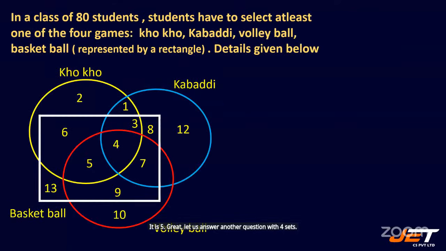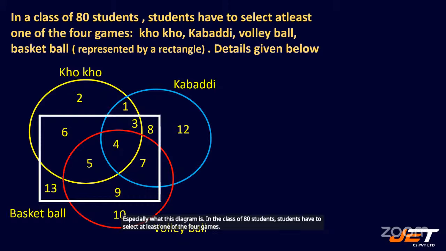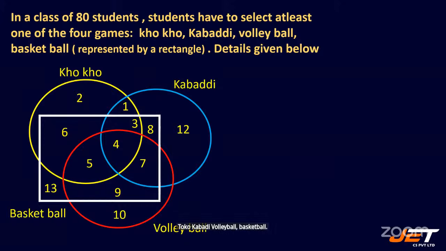Now let us answer another question with 4 sets. So far you saw only 3. Now we have 4. So you can just take your 1 minute time to understand what this question is, especially what this diagram is. In a class of 80 students, students have to select at least one of the 4 games: Kho, kabaddi, volleyball, basketball, represented by a rectangle.